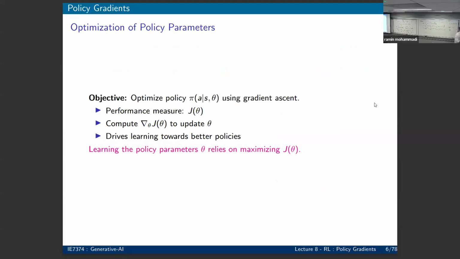Now, for the optimization, your goal is to optimize the policy, but we want to do it using gradient ascent. That becomes the benefit of this technique. We can use gradient ascent to solve the problem iteratively. You define some cost function for the policy parameters theta, calculate some gradient, and do some updates toward getting better policy values.